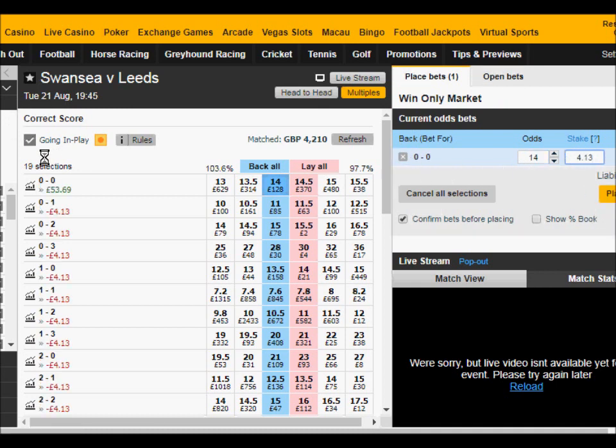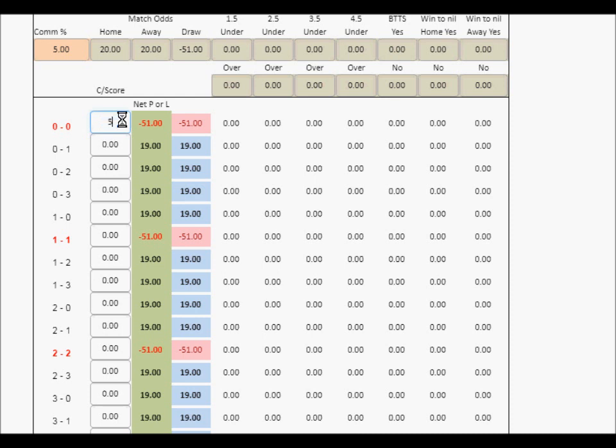413. And if we did this in Betfair, we would have plus 53.69 and minus 4.13. So put those in the calculator. It's 53.69, minus 4.13, minus 4.13, and so on down the sheet. Now that I fill those in, we can see our position now. If the game ends nil-nil, we win a penny, and any other score, we come out with £14.87. So you can see that an insurance bet is quite costly.